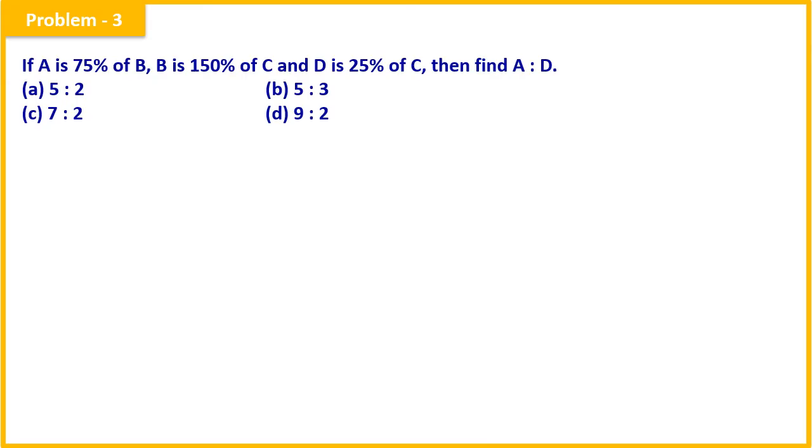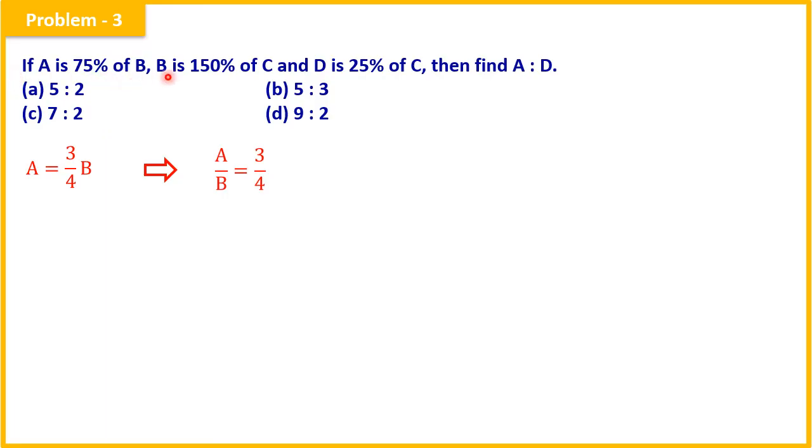Problem 3. If A is 75% of B, B is 150% of C, and D is 25% of C, then find A is to D. If A is 75% of B, we can write A is equal to 75 by 100 of B, or A is equal to 3/4 of B. So from here, we can find out the ratio of A is to B, which is 3 is to 4.